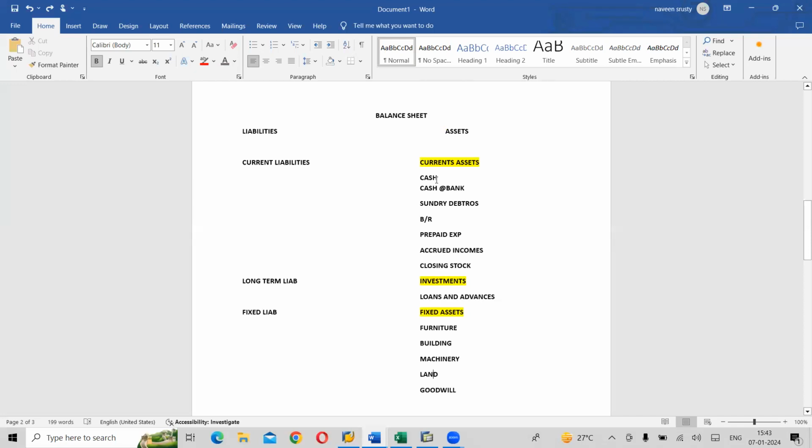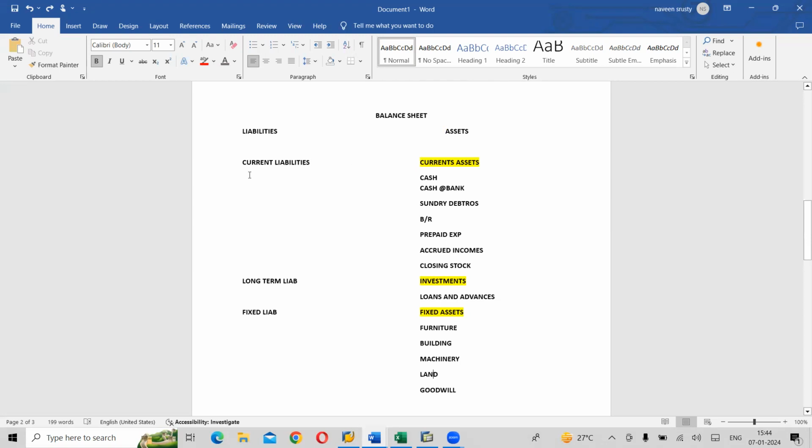Next one, cash in hand, cash at bank, debtors, bills receivable, prepaid expenses, accrued incomes, closing stock. These all come under current assets. Yes, cash is a ledger account, cash at bank is a ledger account, debtors are ledger accounts, bills receivable is a ledger account, expenses and accrued incomes are ledger accounts, closing stock is a ledger account. Correct? So similar nature of ledgers we are grouping under one particular head.